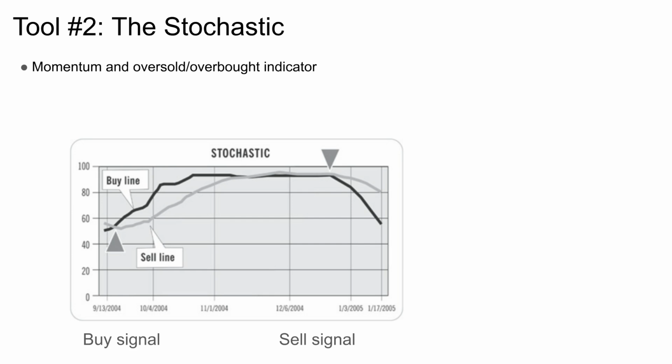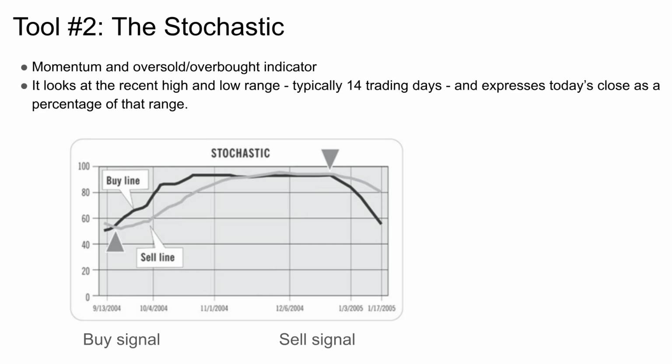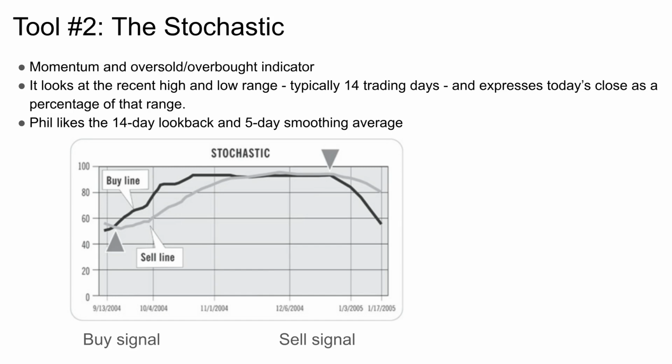Second tool, the stochastic. This is a momentum and oversold overbought indicator developed by Dr. George Lane. It looks at the recent high and low range, typically over 14 trading days, and expresses today's close as a percentile of that range. When the stochastic line climbs up through the 20th percentile, it is often a first sign that institutional buyers are stepping in from an oversold condition. When it drops below the 80th percentile, it signals the market might be overbought and big sellers could be coming. Phil likes the 14-5 setting, which uses a 14-day lookback and a 5-day smoothing average. The stochastic is often the early warning light.